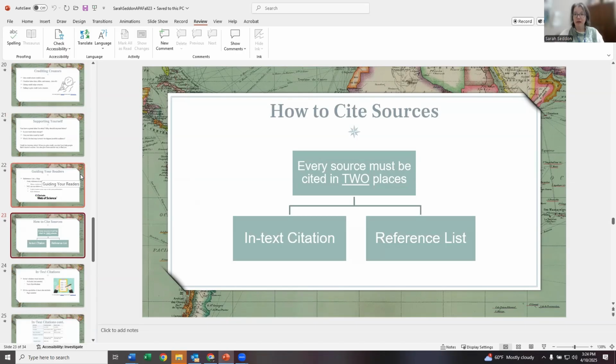Okay, now for our final question. How do you cite the sources that you've decided to use? So the first thing to know is that every source must be cited in two places. One is the in-text citation, and this will actually go in the paragraph with your quote or paraphrase or synthesis or whatever. And then on your references page.